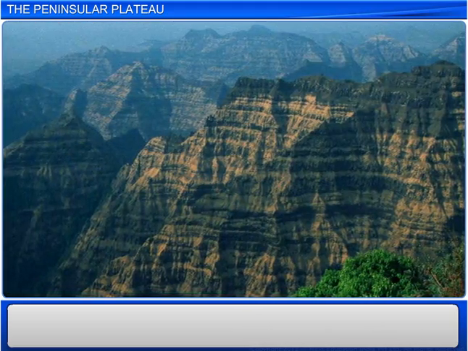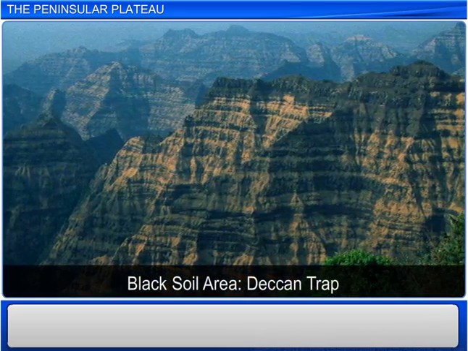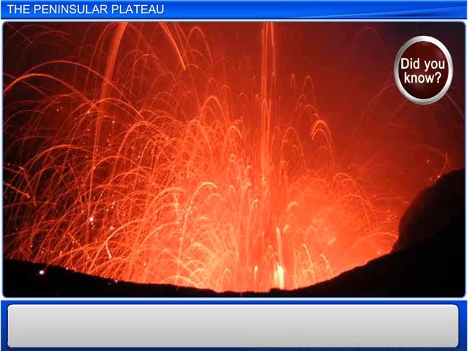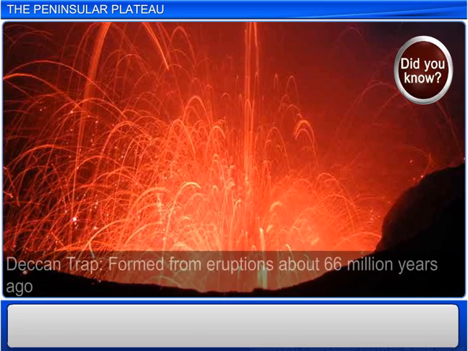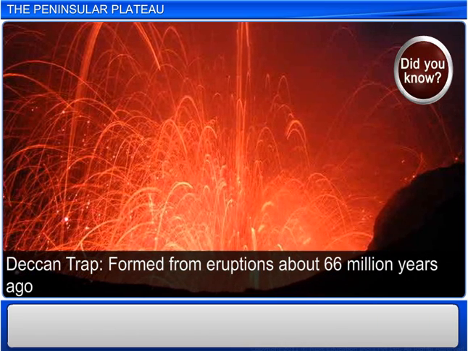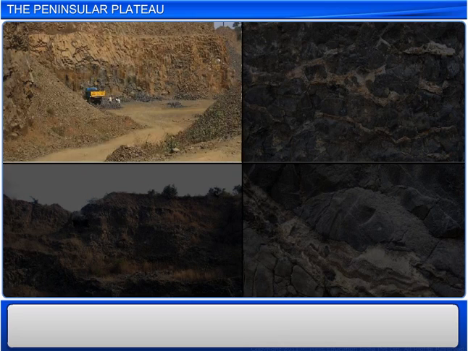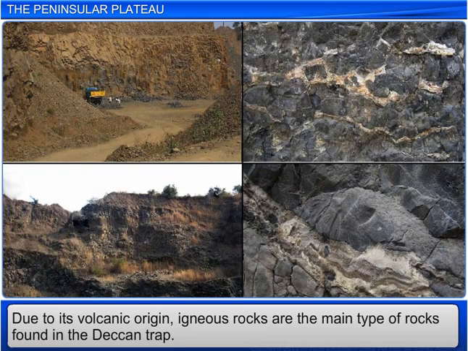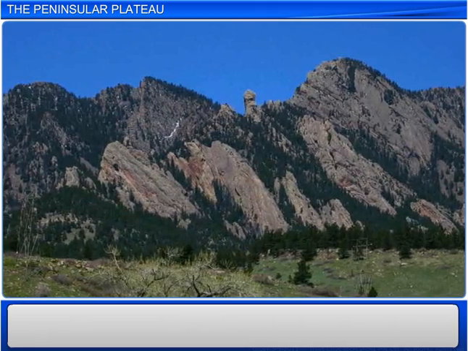One of the distinct features of the Peninsular Plateau is the black soil area, known as the Deccan Trap. The Deccan Trap is of volcanic origin. Did you know the volcanic beds of the Deccan Plateau were formed in the massive Deccan Trap's eruptions about 66 million years ago? The igneous rocks found in the region clearly indicate the volcanic origin of the Deccan Plateau. The black soil in the plateau was formed as these igneous rocks denuded over time.